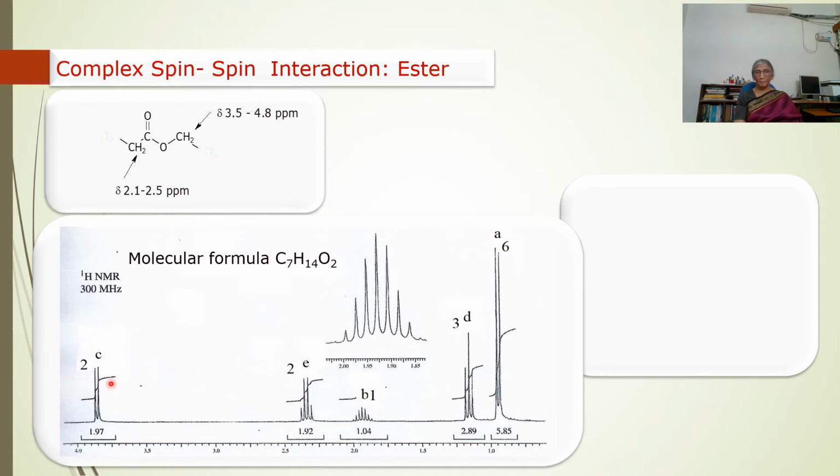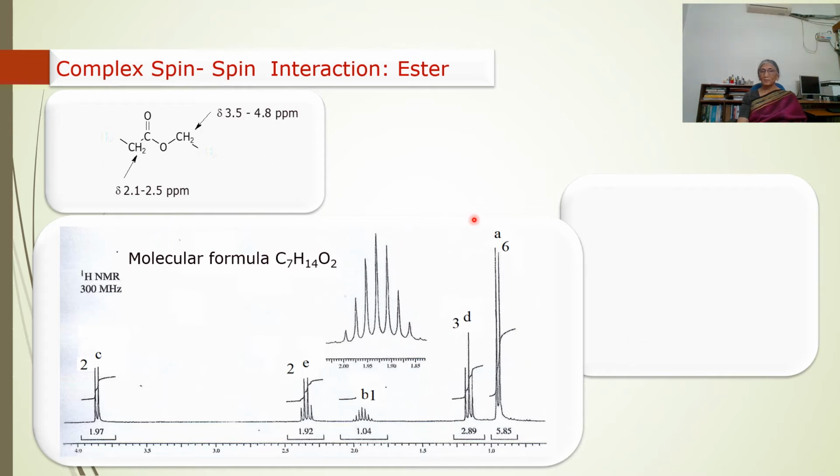These 2 equivalent protons are highly de-shielded protons, and the signal is seen close to 4. It means these 2 methylene protons must be close to singly bonded oxygen. Now look at the triplet and quadruplet combination in the spectrum. This triplet and quadruplet combination indicates the presence of an ethyl group.